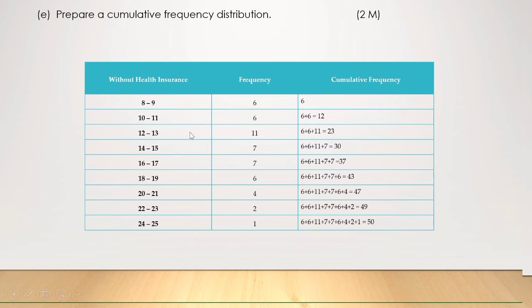For the third class limit, the class frequency is 11, so it is added to the previous frequencies 6 and 6. Followed by everything else, the total cumulative frequency will be 50, which is the total frequency. So this is our cumulative frequency table.